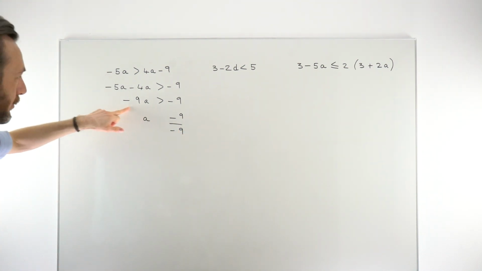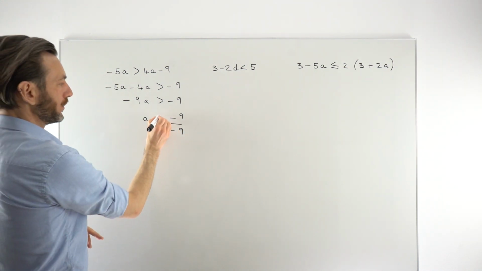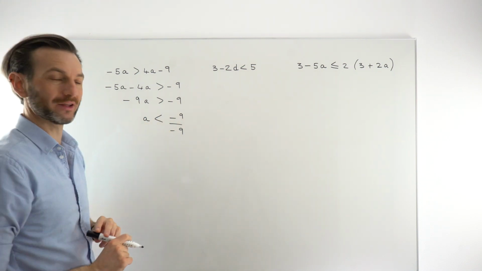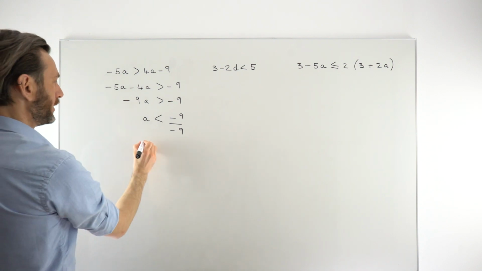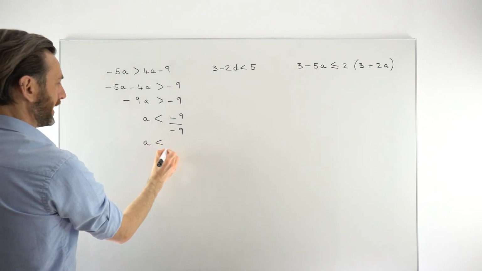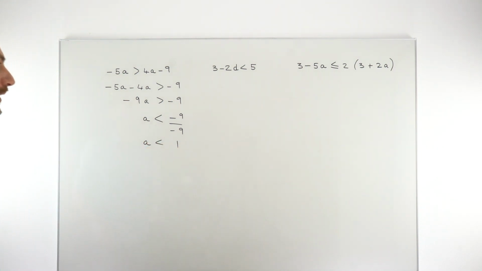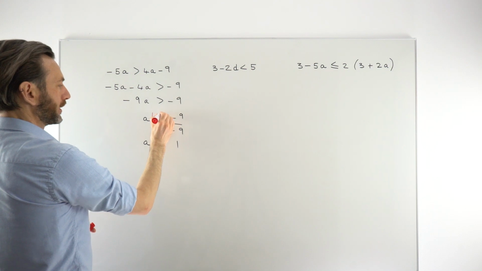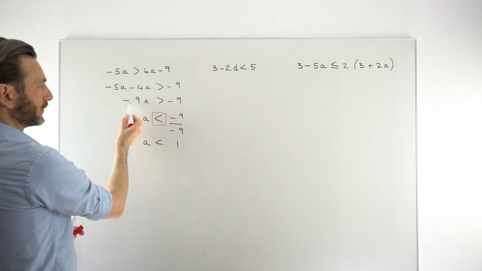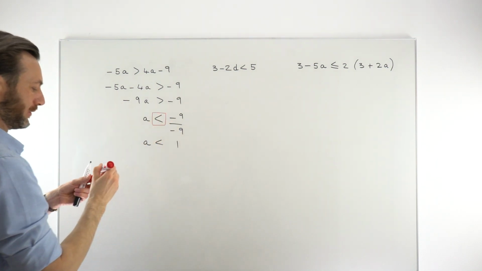Because we've divided by a negative number, we know that we need to flip the direction of the sign, that's the key. And then -9 divided by -9 is just 1, so the final answer would just be a is less than 1. So all of the working is the same, it's just this thing here. That's the only quirk, is at that line where you're dividing by the negative, flip the direction of the sign.